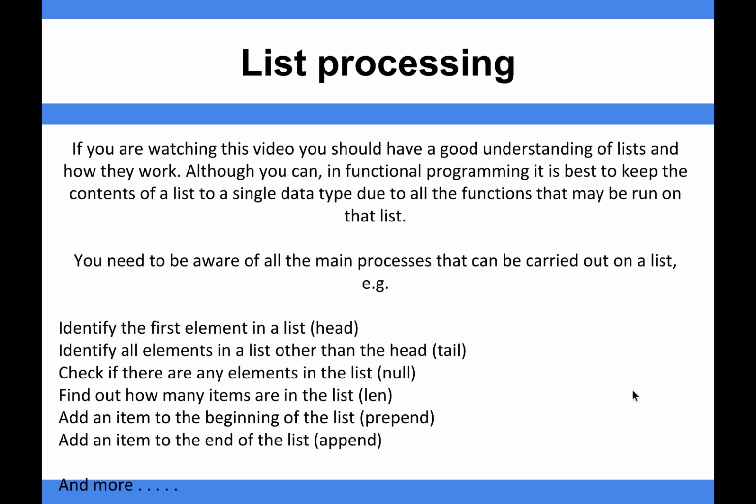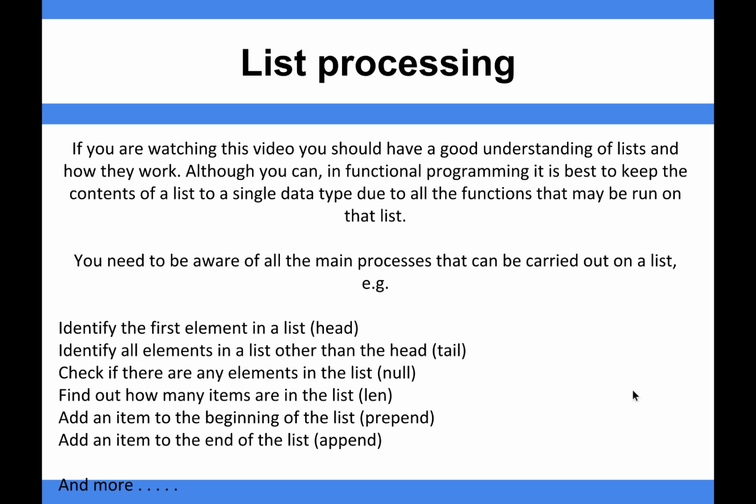If you've got lots of different data types in a list, it's one way that can cause some issues with functional programming. So best practice in functional programming is to keep lists to a single data type. Now, you need to be aware of the main processes that can be carried out on a list. We've gone through some of the main functions in the last 3 videos, but there are loads of things you can do to a list.